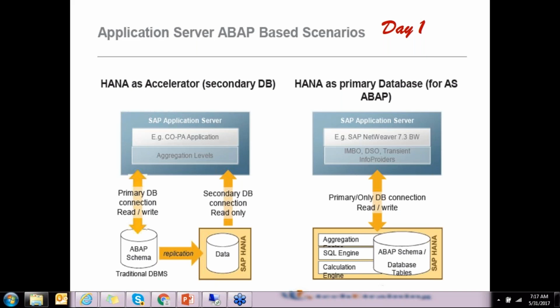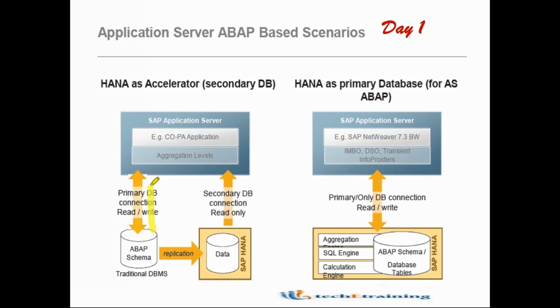We can maintain an ADBC connection, like in the DBA cockpit, between the application server and the secondary database. You can maintain communication between the secondary database and the application server, and write an ABAP program which will pick the data from the secondary database. Normally we pick the data from the primary database, right? Here we can write a program which will pick the data from the secondary database.